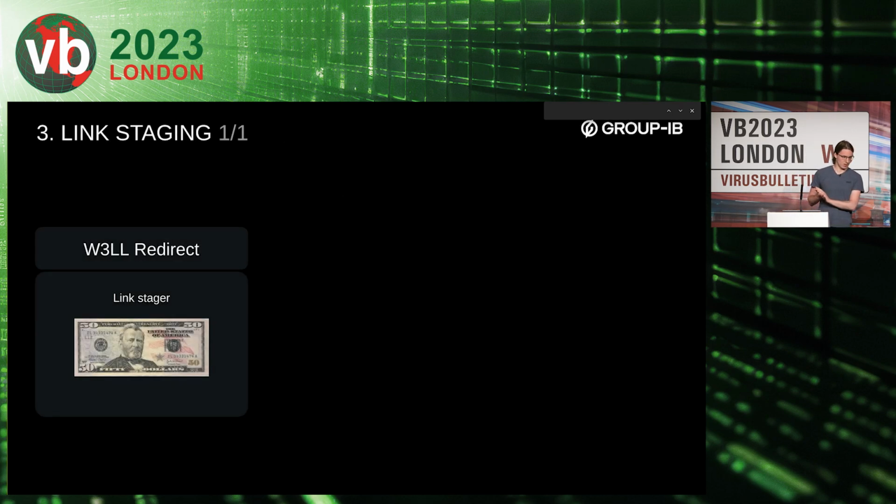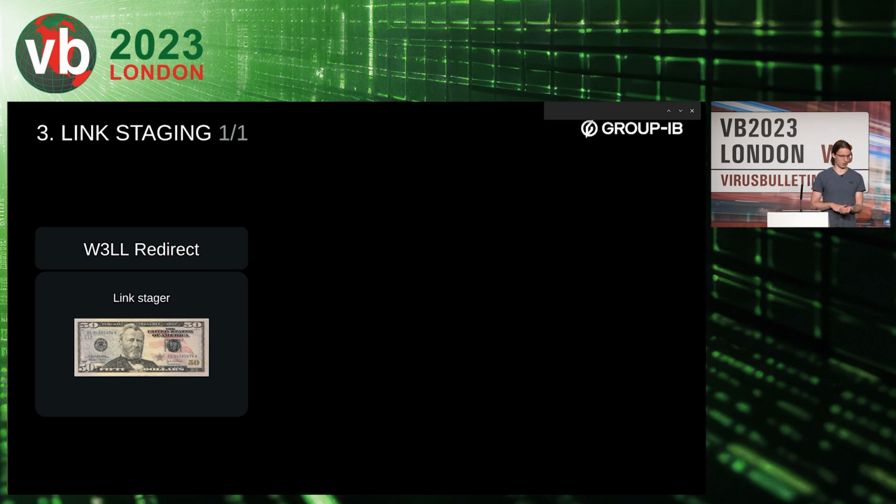So the next step, link staging, or how to get the victim to the phishing page. Now, this might seem pretty easy on paper. You just add in a link, they go to the phishing site. But automated software will very easily be able to pick out malicious URLs. So link staging is a way to make that process from the email or the attachment to the phishing page a little less obvious.